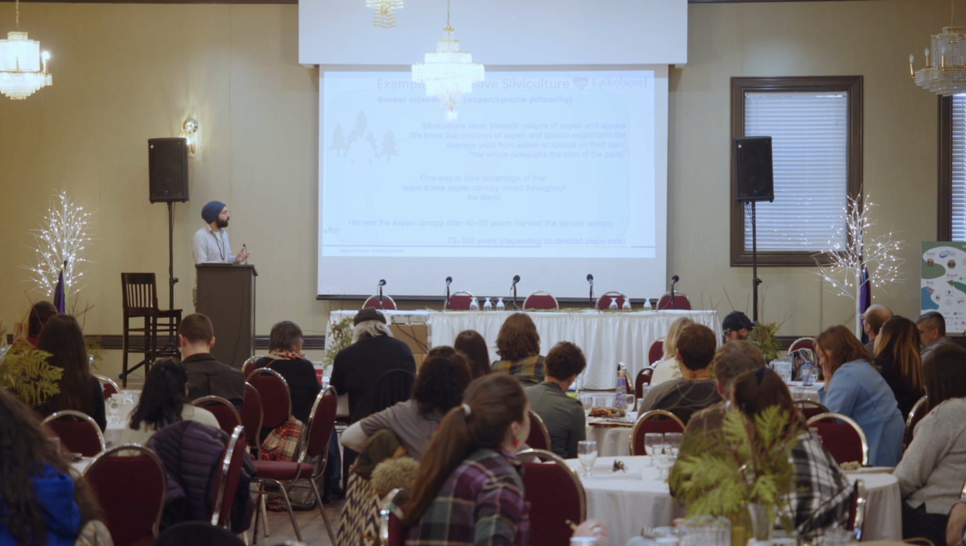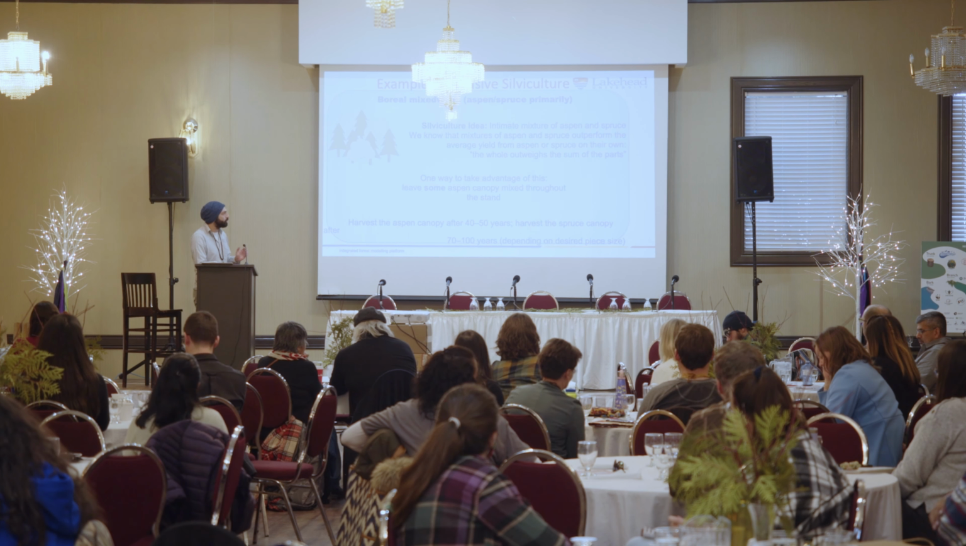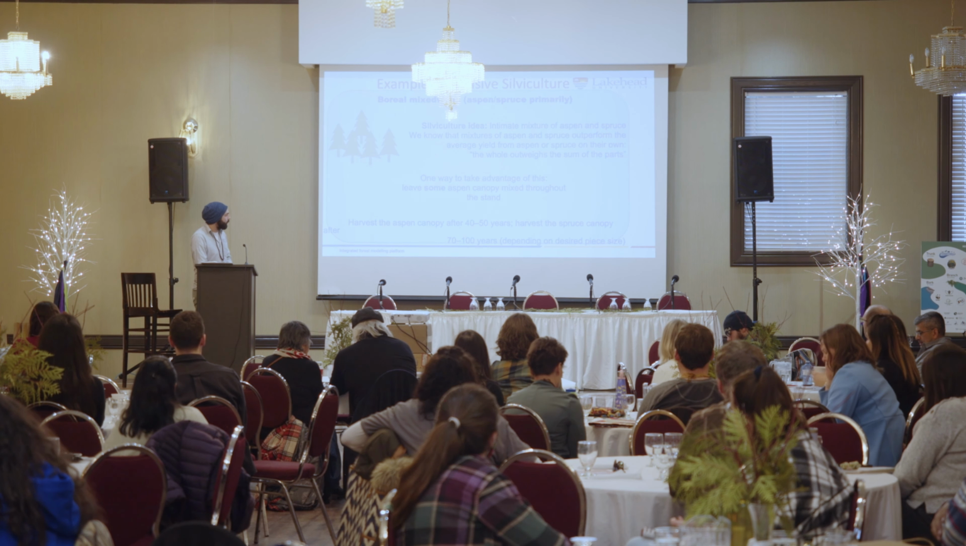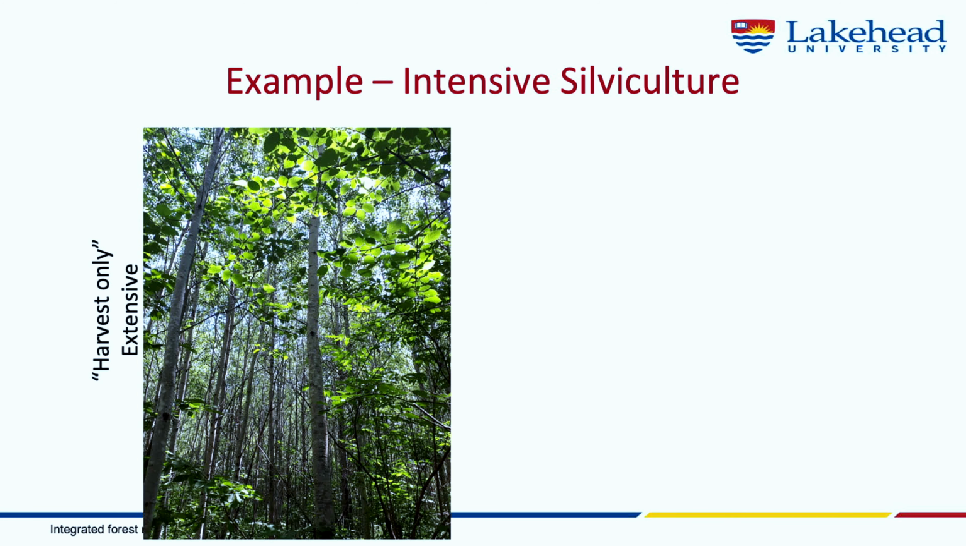Now, the silvicultural approach to try and take advantage of this is to leave some of the aspen canopy within the spruce itself to allow it to grow and foster the spruce. Then we come through at about 40 to 50 years of age for this stand and harvest out our aspen, leaving our spruce canopy behind to grow on its own. And then at about 70 to 100 years, we come through and harvest the rest of it.